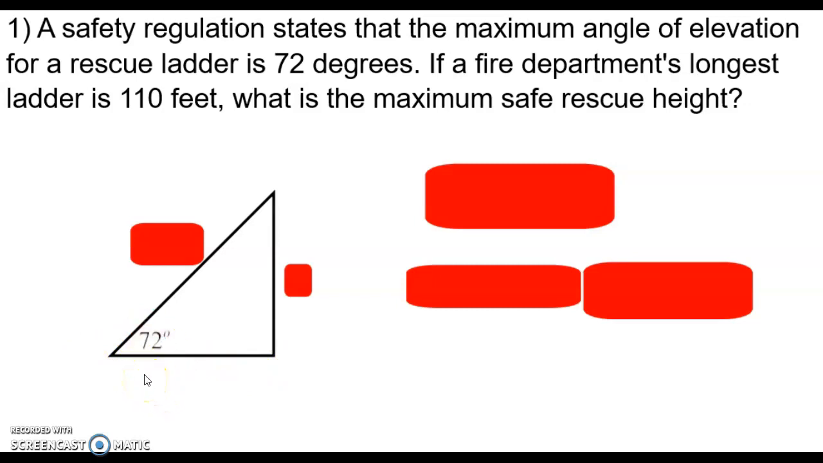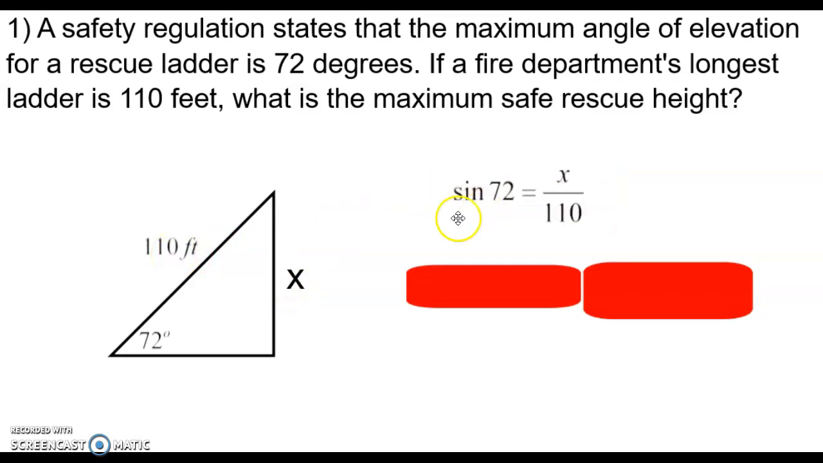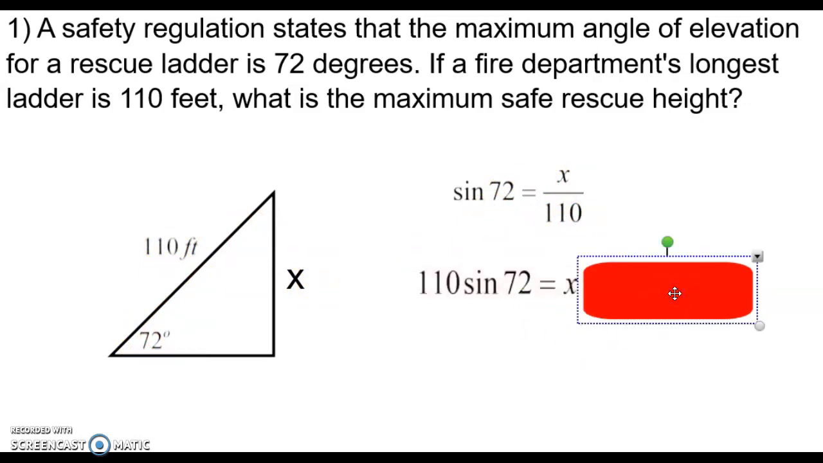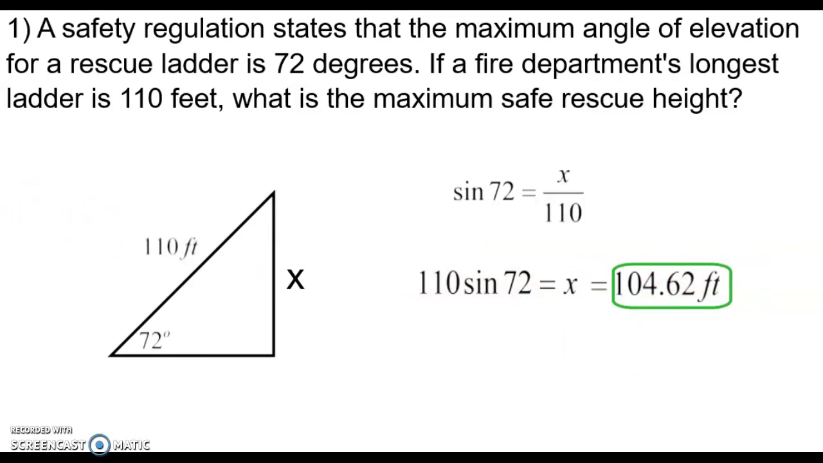Now, the fire department's longest ladder is 110 feet. This ladder, again, is the hypotenuse. It's leaning against a building, so this is going to be our length of 110 feet. We want to know the maximum safe rescue height, so how far up a building could they safely rescue somebody? Here's our right triangle, and there's our angle measure. We have the opposite side and the hypotenuse, so we're using sine. Sine of 72 is equal to the opposite over hypotenuse. To solve for x, we multiply both sides by 110. Again, make sure your calculator is in degree mode, so we get 104.62 feet.